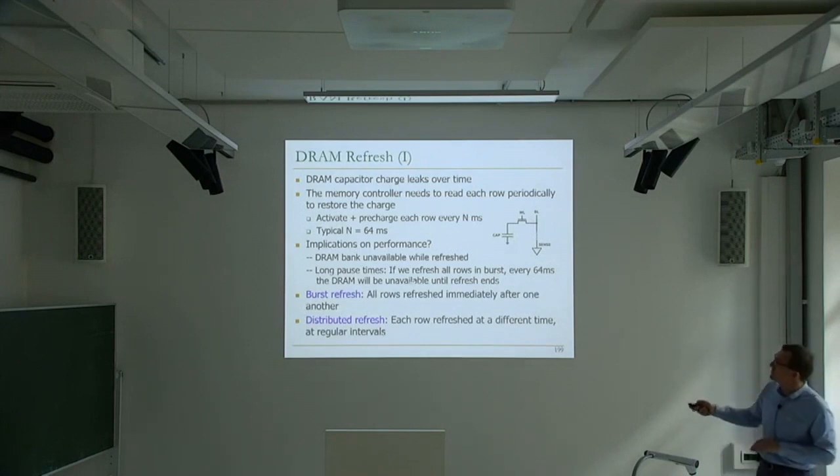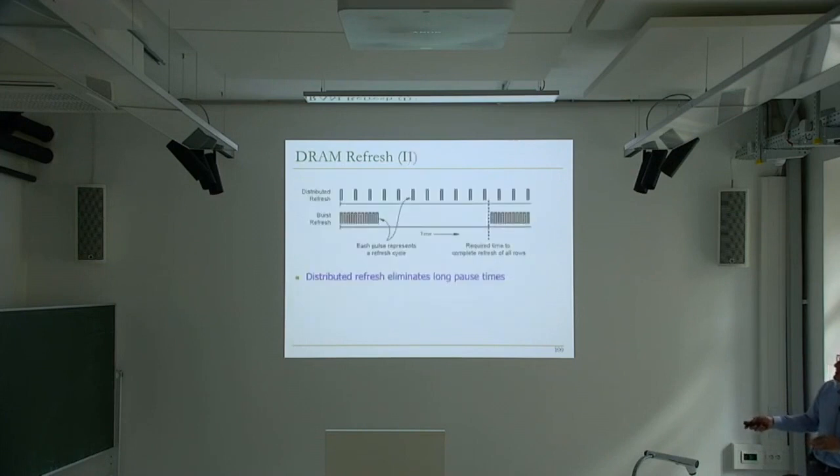Basically, all rows are refreshed immediately after one another. That's burst refresh. Today, each row is refreshed at a different time at regular intervals. So it's like this. Today, the memory controller sends a refresh command every some number of microseconds. And the memory itself refreshes the rows when it receives the refresh commands.